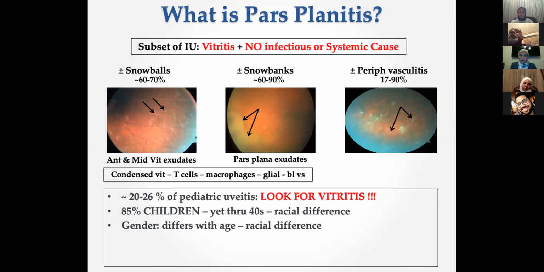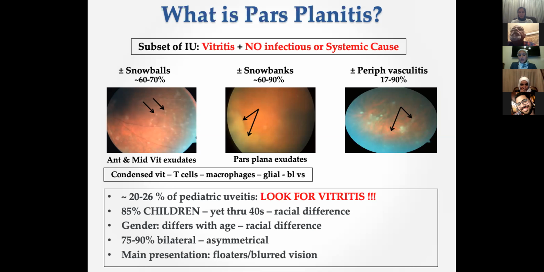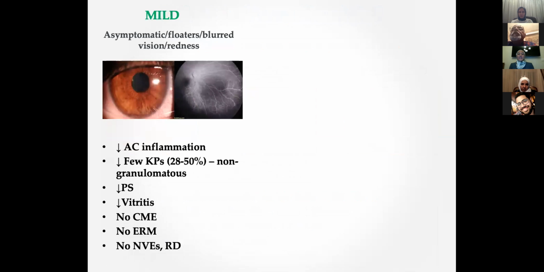All of the cases that I have been following until now are actually females. Up to 90% of the cases are bilateral, even if asymmetrical, and the main presentation is floaters and blurred vision. The spectrum of the disease varies from mild cases in which they may actually be asymptomatic.